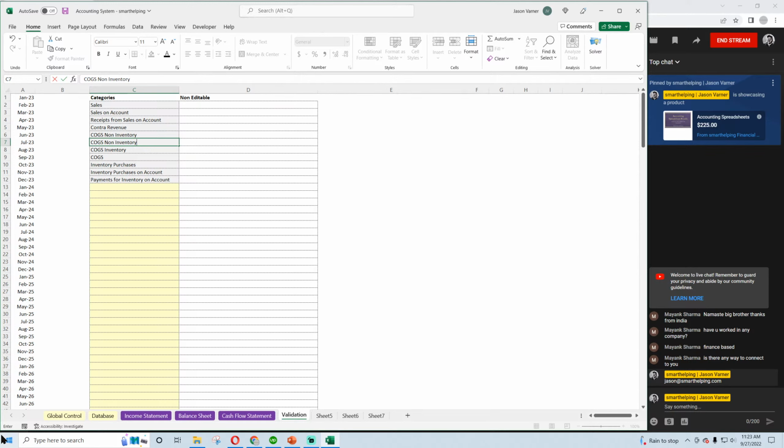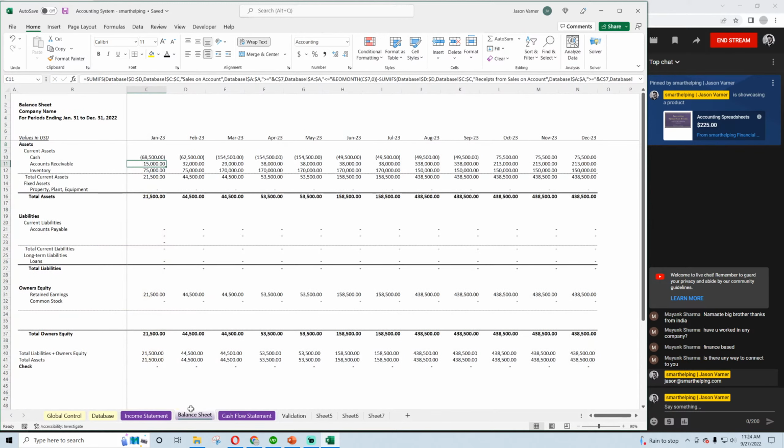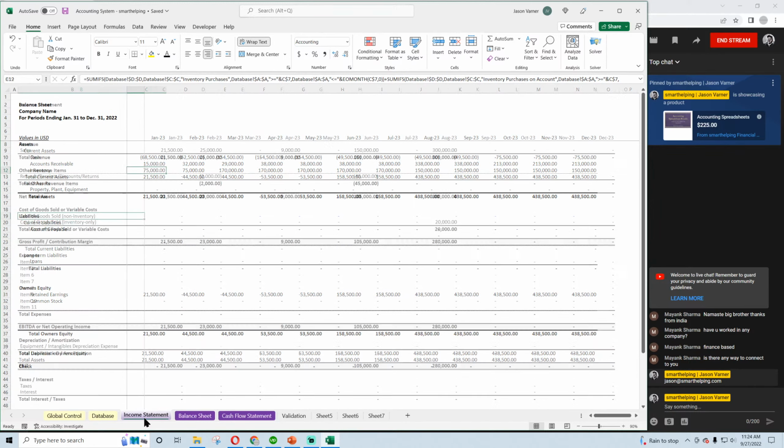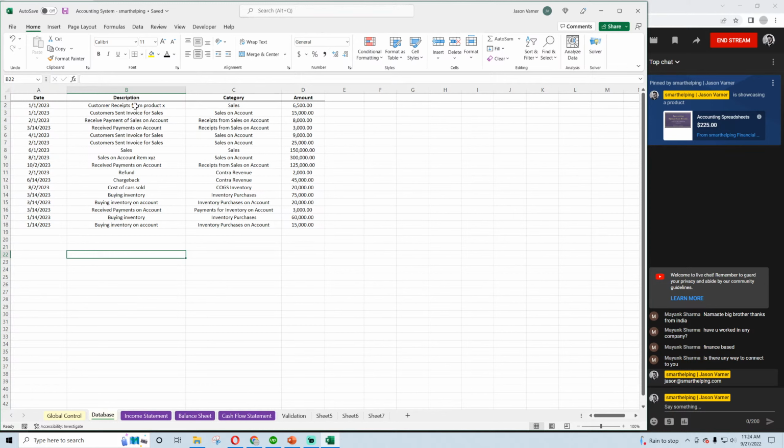Oh, shoot. We didn't do accounts payable for inventory purchases on account. That's completely okay. So hold on, we need to do that first. Cost of goods sold, non-inventory on account. Okay, let's look at this. Hold on a second. Let's see. So if we buy, let's say we buy inventory. We bought inventory here in January. We bought 15,000 on account.